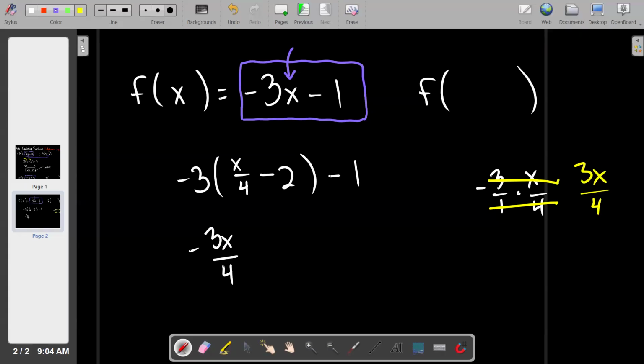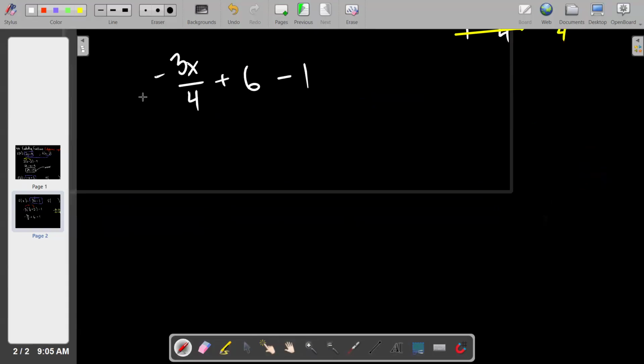Now we still have a little math to do. I got some distribution right there. What does that make? 6. So plus 6, and then copy down the -1. And we're almost home. What is the final answer? Yeah, baby.